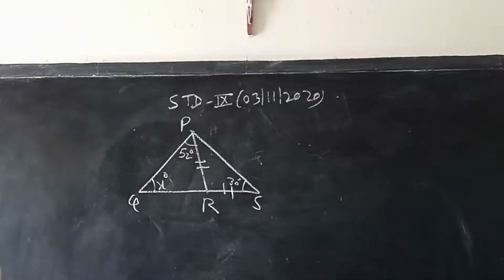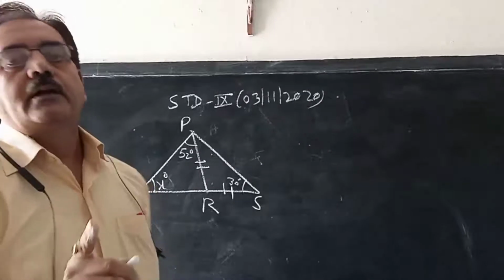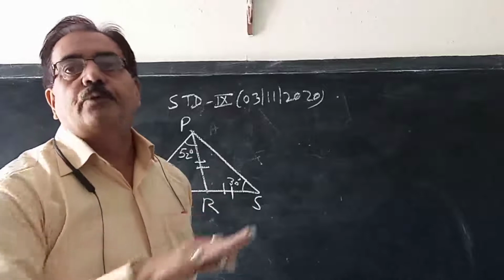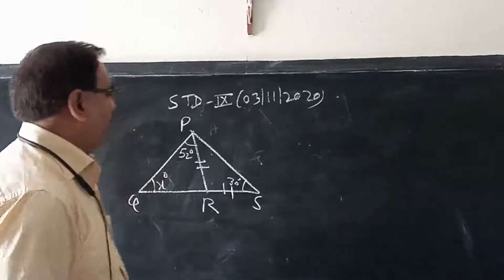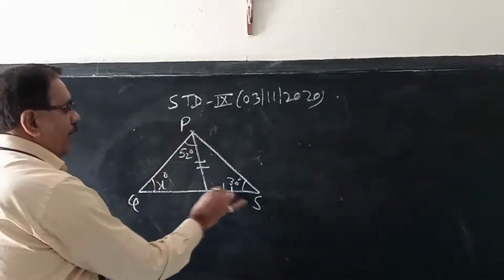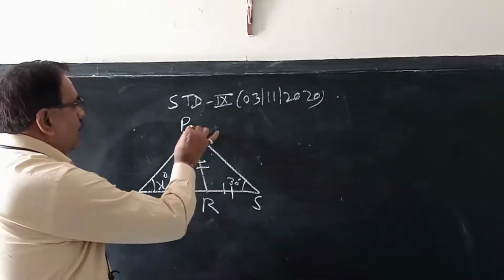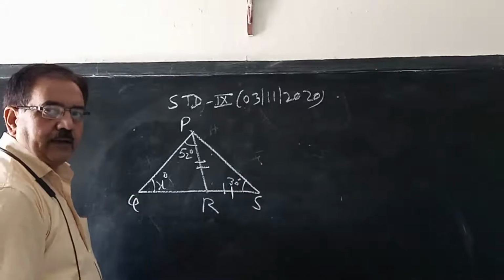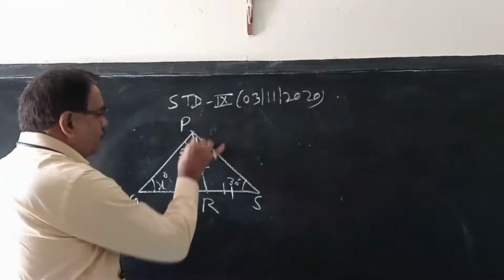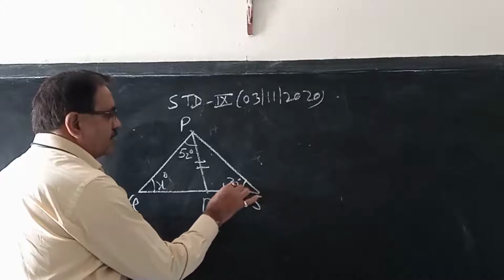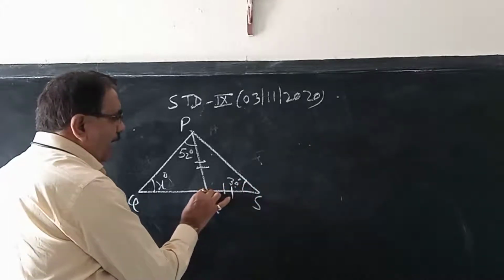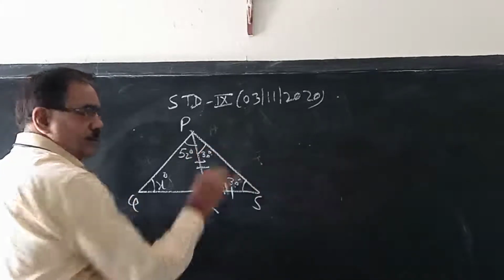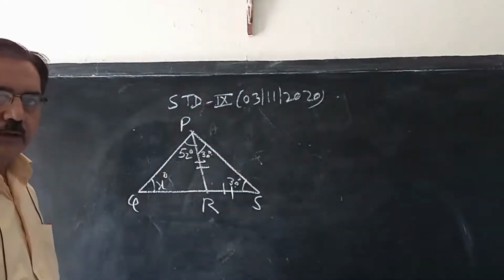So you have to write the steps. What I am telling you is what you have to write in your copy. In triangle PRS, given PR equal to RS. It is given. Hence, the angle opposite to PR is 30 degrees. So, the angle opposite to RS will also be 30 degrees. Get clear?